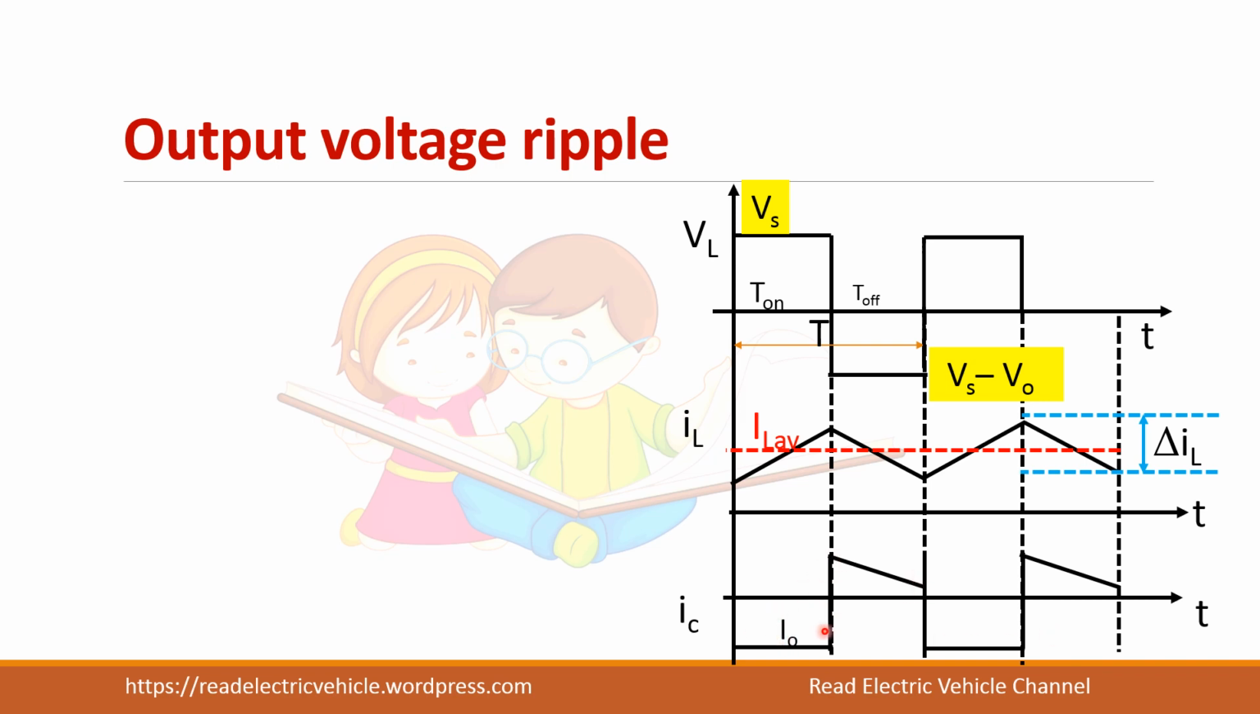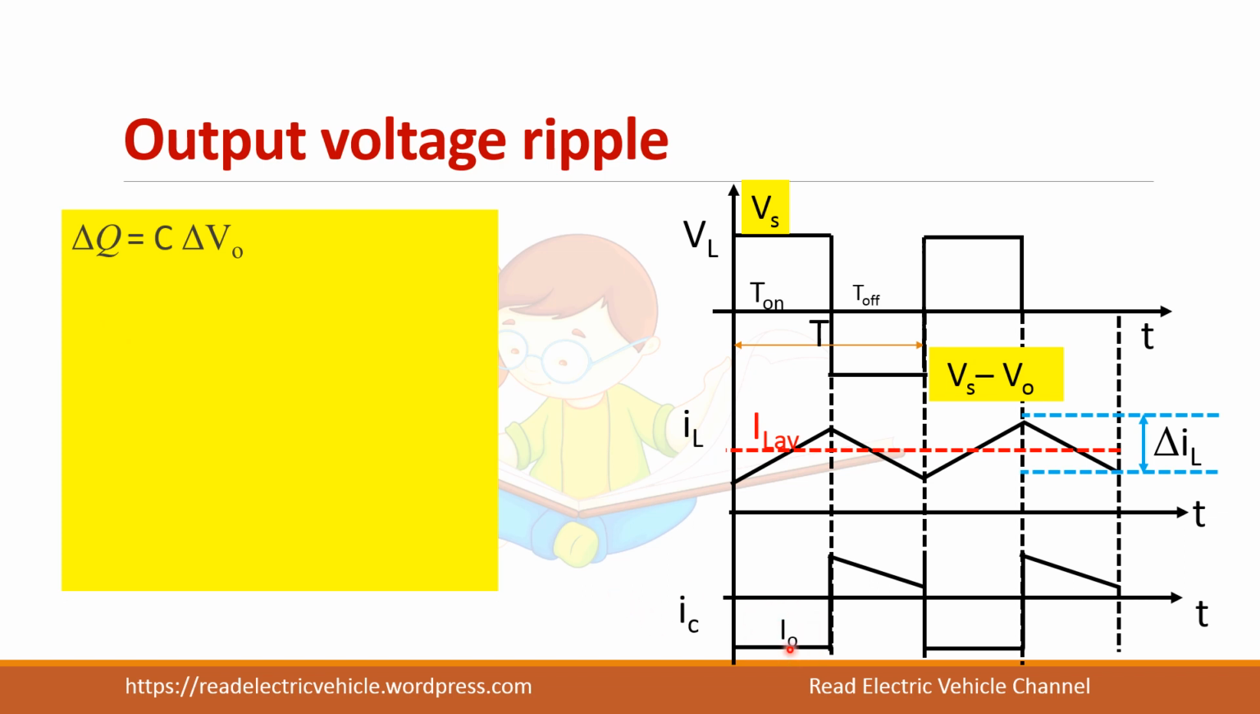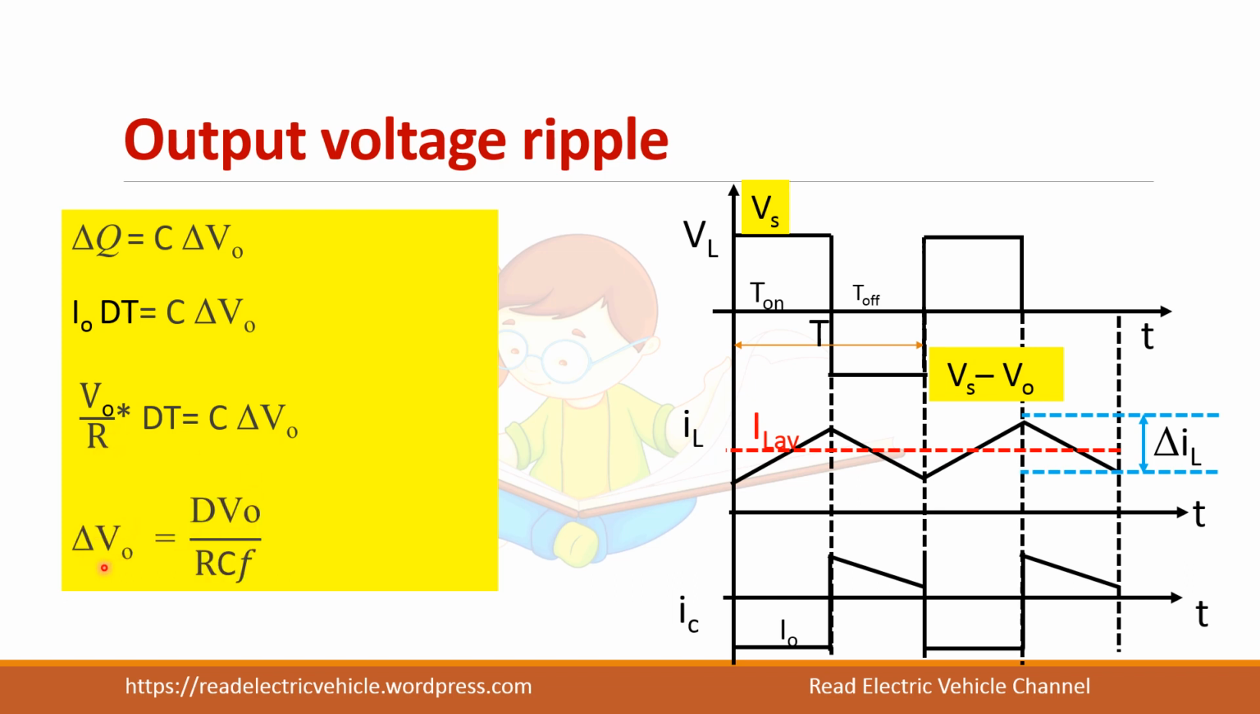Let us consider the on period. What is the charge stored on the capacitor? Q is equal to CV. This is a rectangular waveform if you take the on period. The area of the rectangle is given by length into breadth. So I naught into the on period dt is equal to C into del V naught. Instead of I naught, I can write V naught by R. So we can find what del V naught is. This is similar to that of a boost converter.